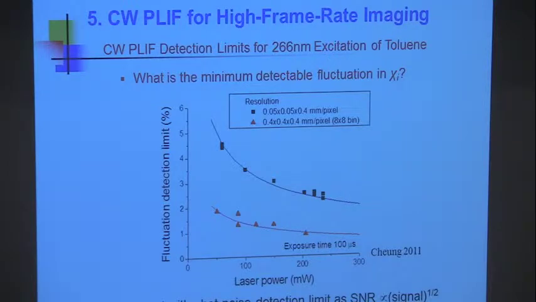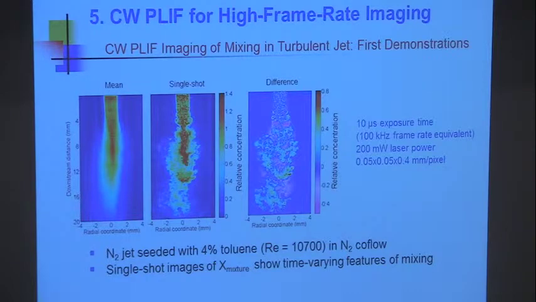And so he did experiments like this at 10 kilohertz framing rate with 0.4 millimeter pixels. And there's just some representative results. So he was able to look at fluctuations from image to image. This would be the 10 microsecond exposure time corresponding to 100 kilohertz framing rate, 200 milliwatts of laser power, pretty small. And actually, these were 50 micron pixels, even smaller. So he was able to look at mixing in this jet.